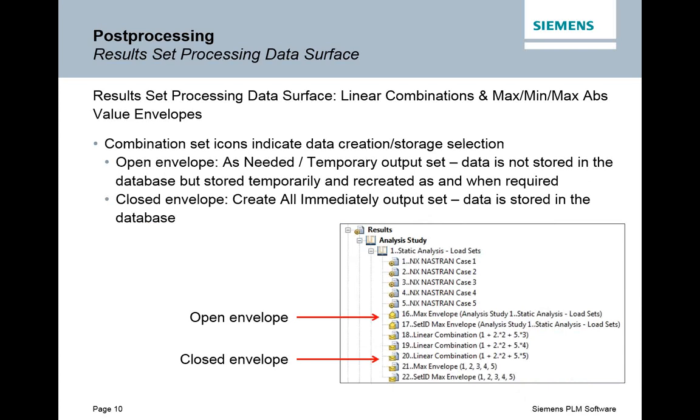So these new result sets then appear in the model info tree. The icons indicate the chosen creation or storage method, either as needed and temporary, which is going to look like your open envelope there, corresponding in the example to, say, number 16, or it can be created all immediately, and that's your closed envelope.